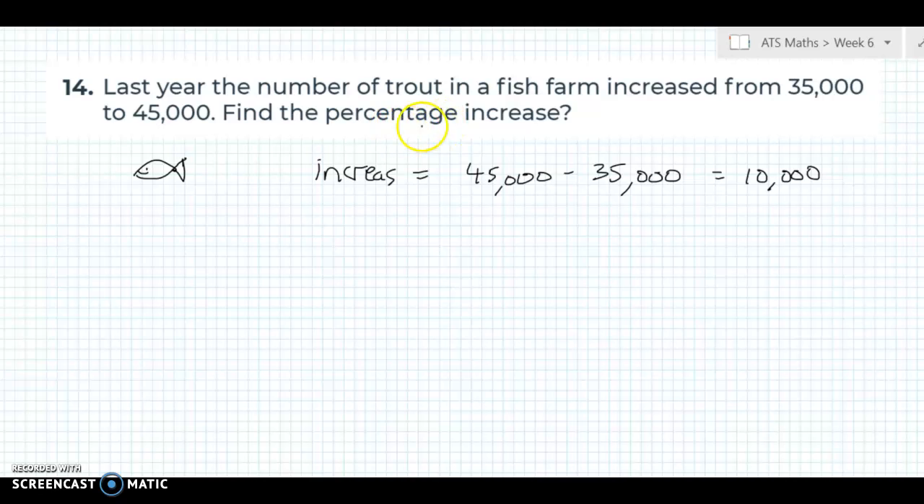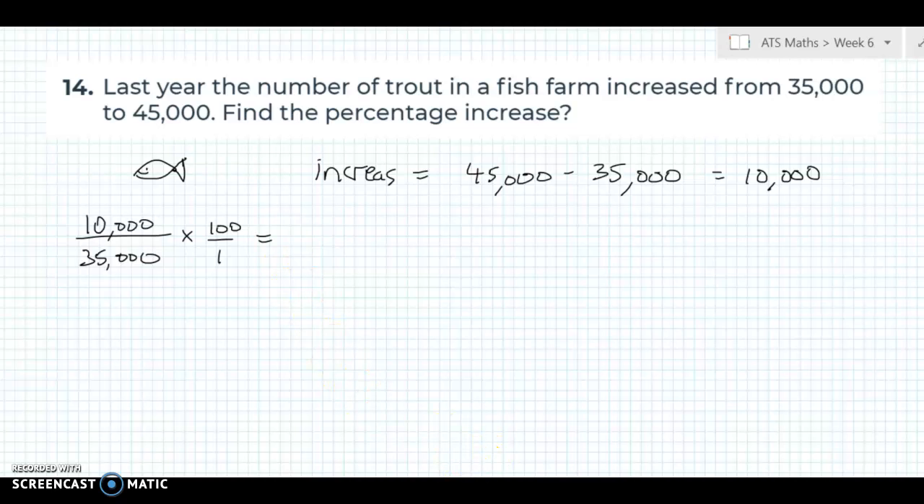And find the percentage increase. Well, we put the increase, we stick that over the original value, which is 35,000, because we're expressing it as a percentage of the original value. So we put over that like that, and we multiply by 100 over 1.